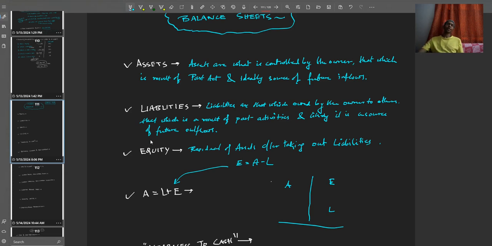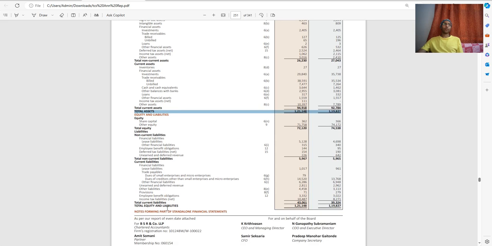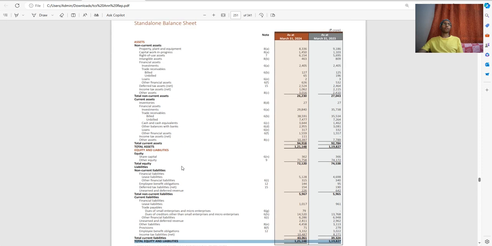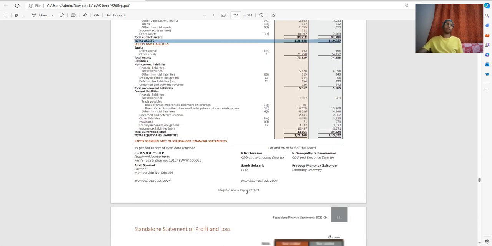Although in our example they are stacked one above the other, the numbers will be exactly the same. If you do equity plus liabilities, you will find that it is coming exactly equal to assets. Let's verify. See here, friends, total assets 121,148. Total equity plus liabilities 121,148. Previous year 119,827. Total assets previous year 119,827. So it is the balance sheet that we are talking about here also, naturally.